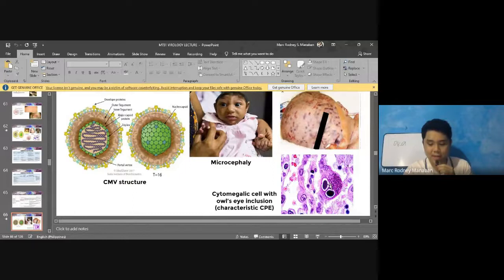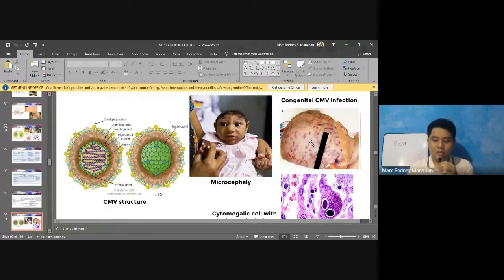And this is an example of another congenital CMV infection. So this is described as blueberry muffin rash. Take note, blueberry muffin, no? So that's the description. But aside from CMV, it can also be seen in the other TORCH agents. Your blueberry muffin rash. So, marasya blueberry muffin sa baby, no? So, again, that's congenital CMV.